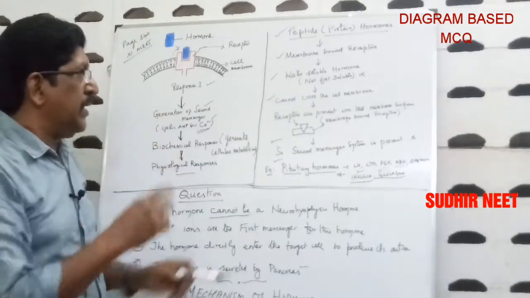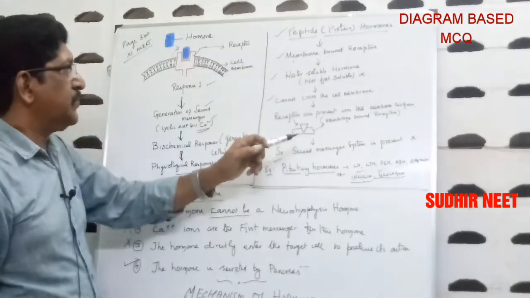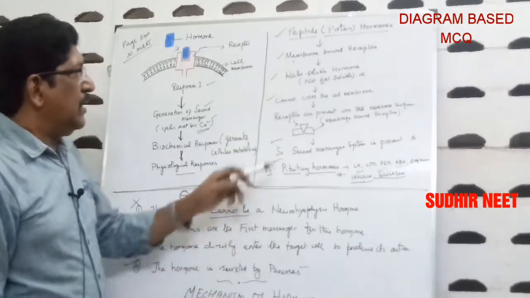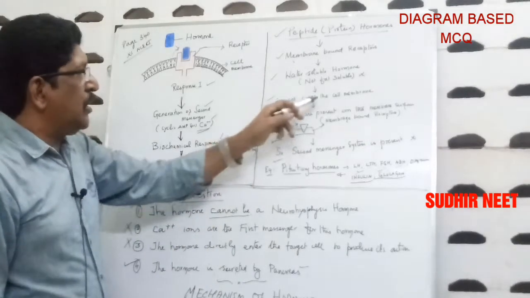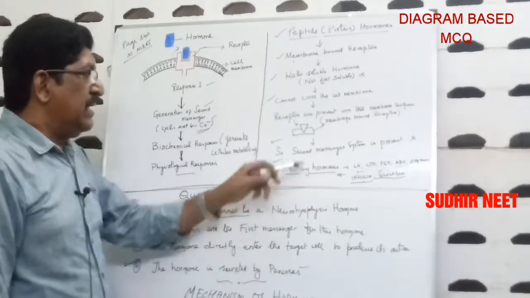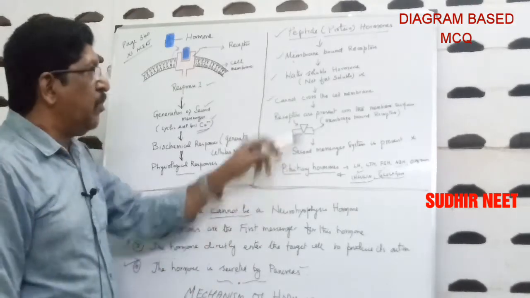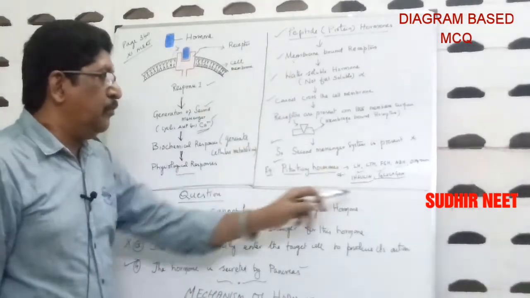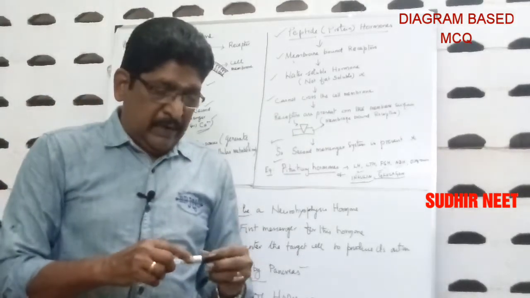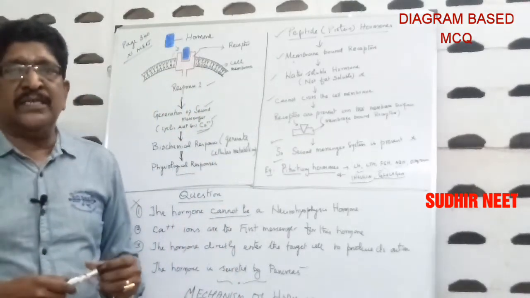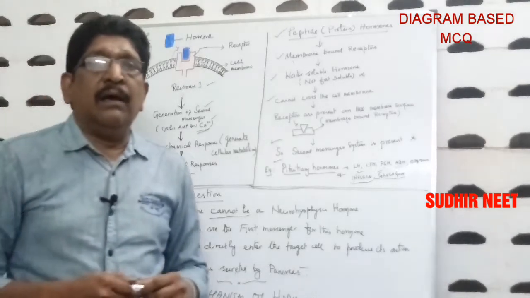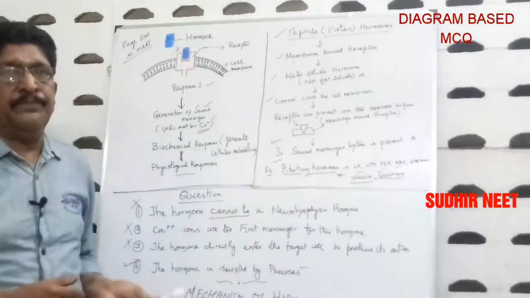So two important points to remember here: membrane bound receptors, water soluble, not fat soluble, and then cannot cross the cell membrane. Internal receptors, intracellular receptors, second messenger system is present. These 5 points you have to remember with the examples. So we have finished another question, a diagram based question, the mechanism of hormone action in the chapter chemical coordination.